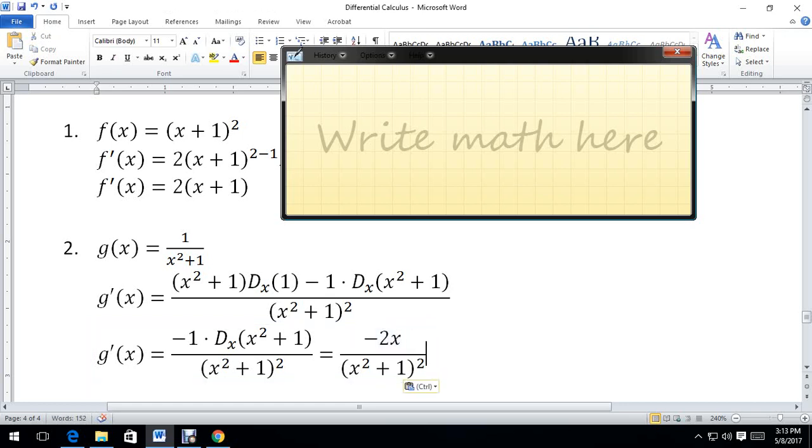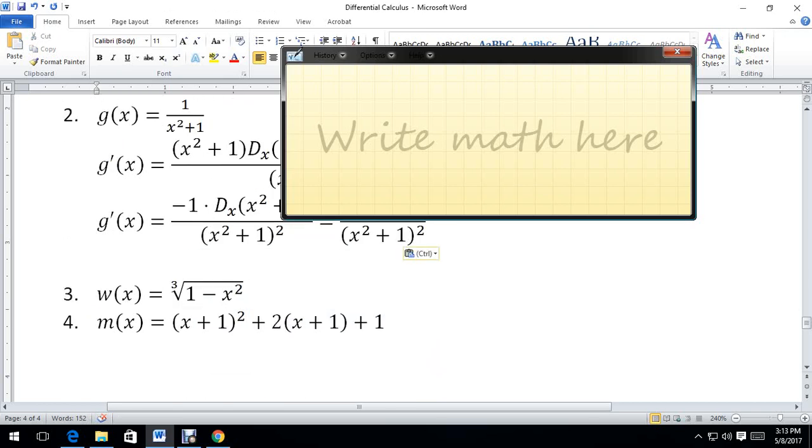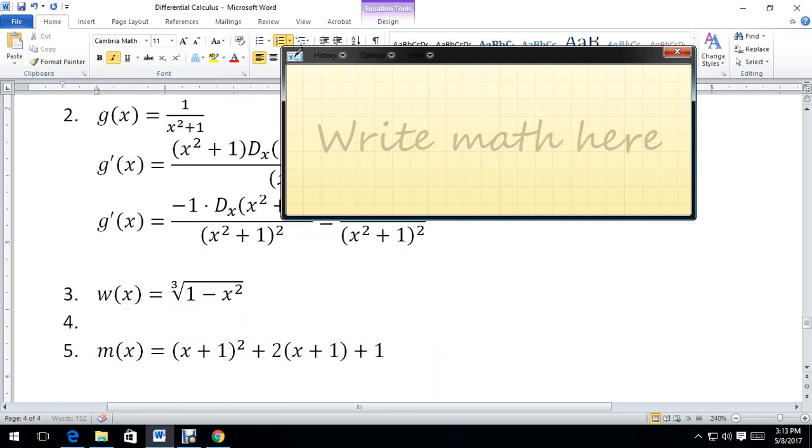Since we can no longer simplify this further, the final answer for getting the derivative of g of x is equal to this expression, negative 2x over x squared plus 1 then squared. So let's try to have the third example.